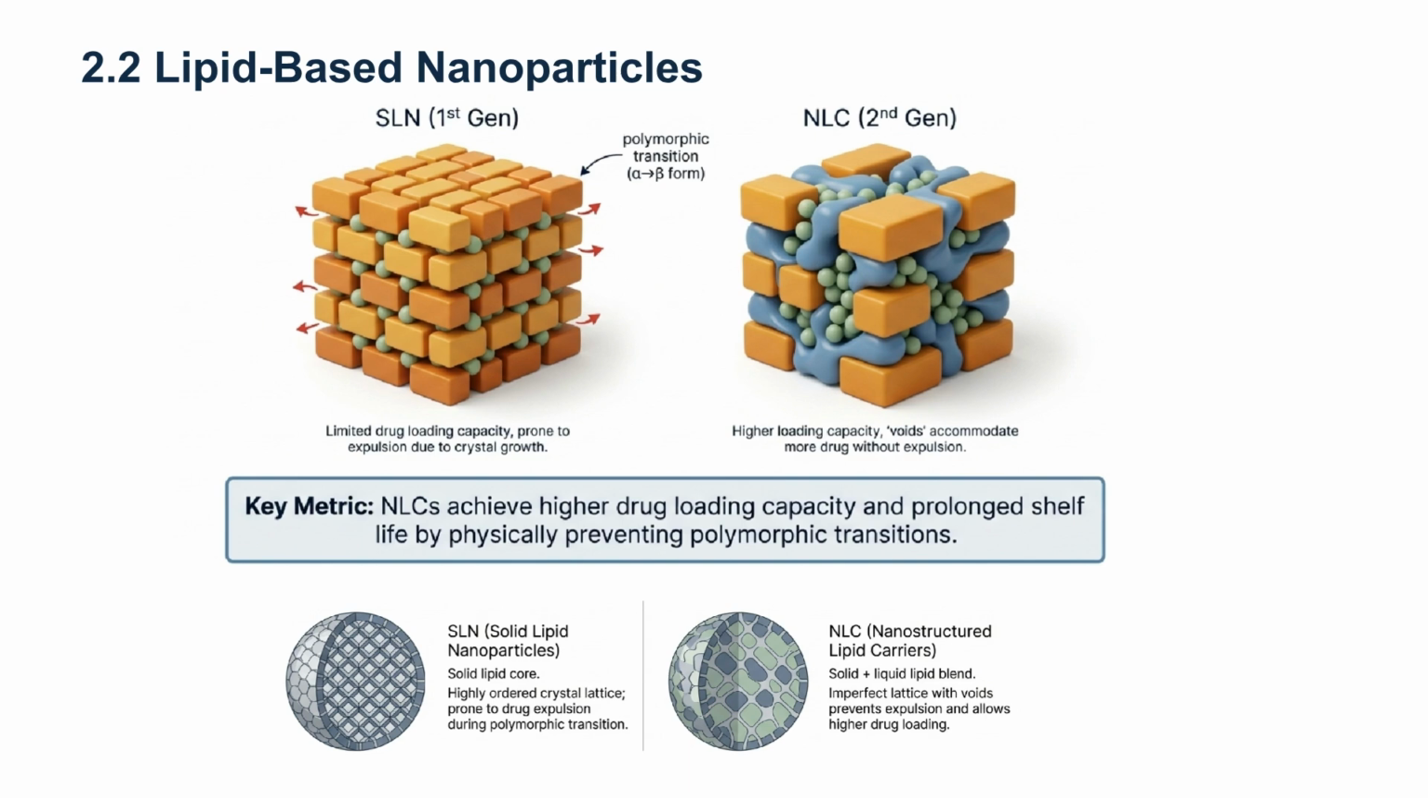Here is a clear visual of why second-generation lipid carriers are so effective. The strict ordered grid of a first-generation SLN tends to squeeze medication out as its crystals shift over time. By intentionally creating an imperfect structure with liquid lipids, the second-generation NLC creates safe voids that lock the drug in place, drastically improving both loading capacity and shelf life.